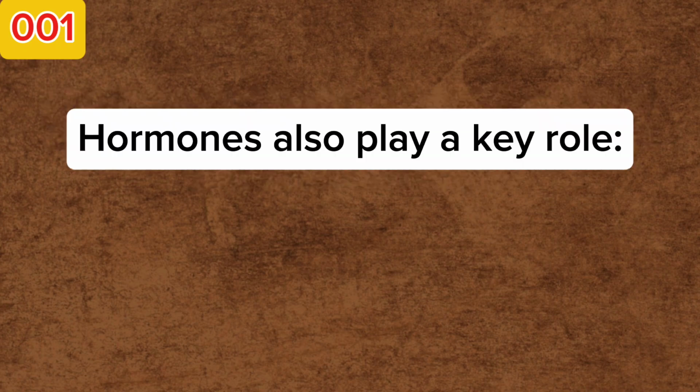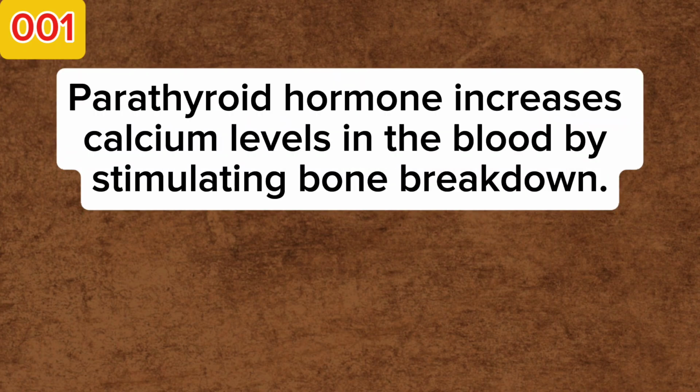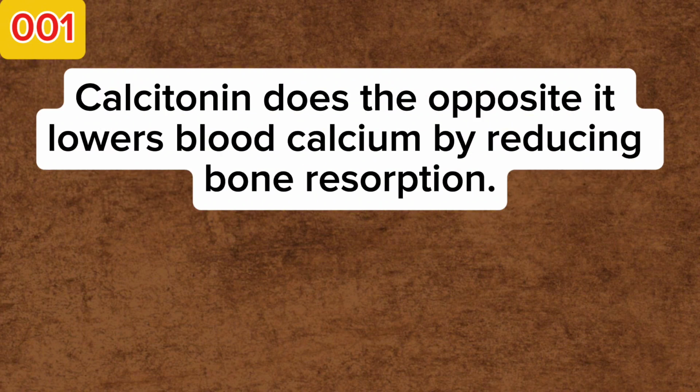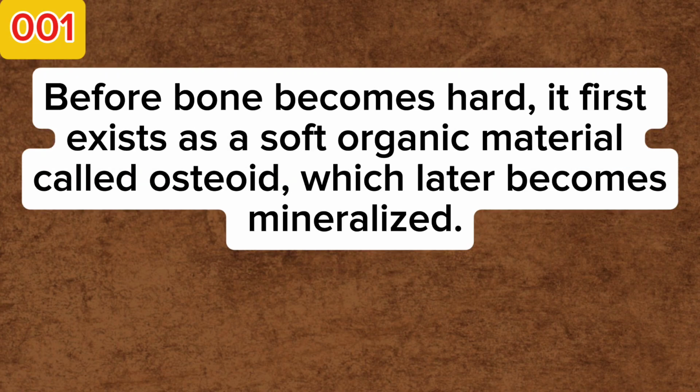Hormones also play a key role. Parathyroid hormone increases calcium levels in the blood by stimulating bone breakdown. Calcitonin does the opposite. It lowers blood calcium by reducing bone resorption. Before bone becomes hard, it first exists as a soft organic material called osteoid, which later becomes mineralized.